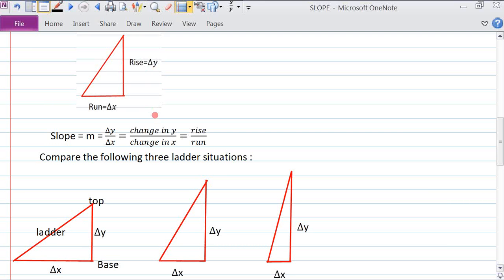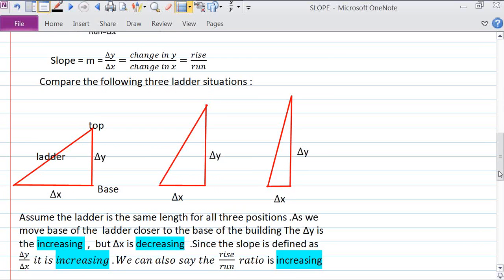So one way we can look at this is to call the change in y the rise, right over here, and call the change in x the run. So the rise over the run is the slope. Just a different way of looking at it.